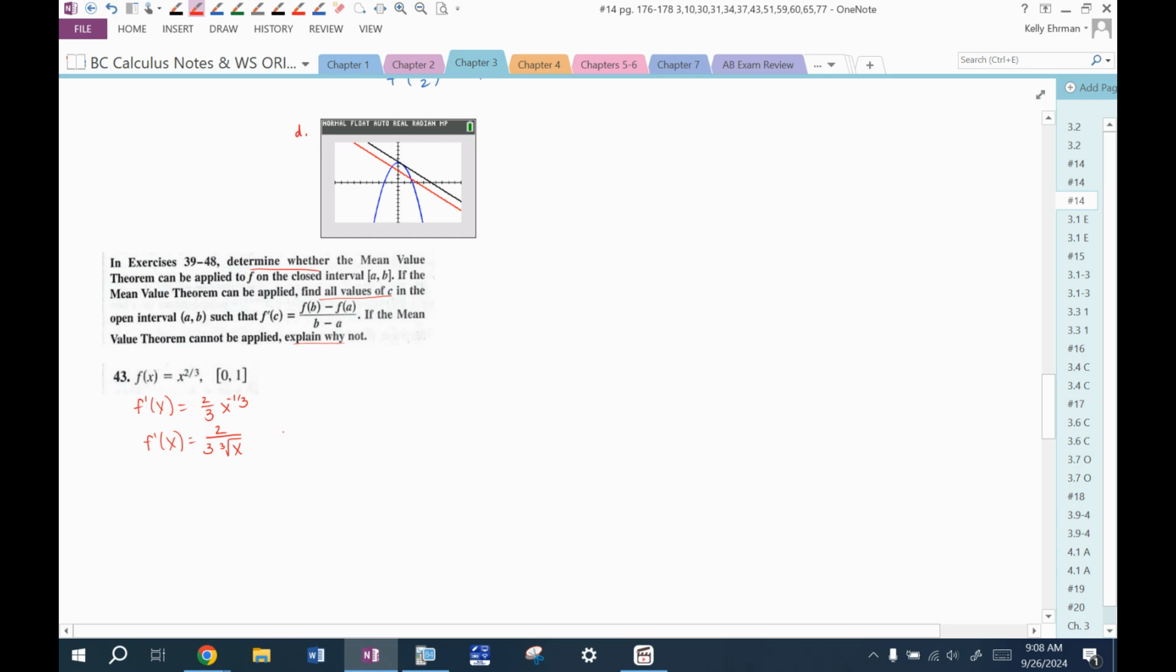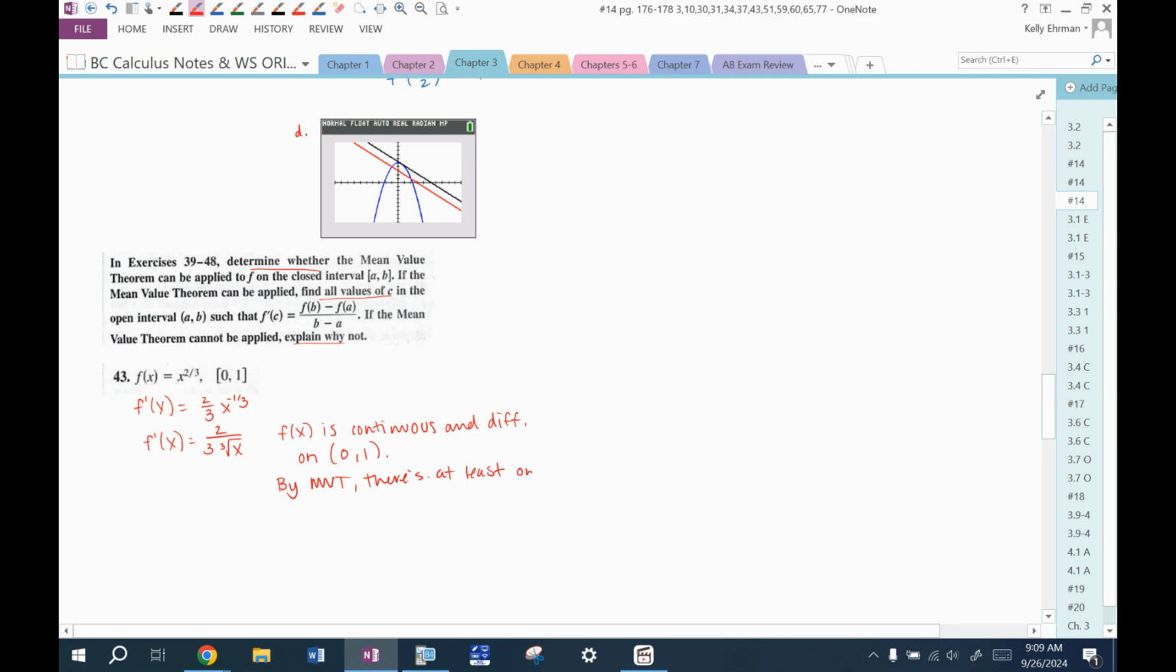So since this exists, I can say f of x is continuous because I can plug into x to the 2/3, and differentiable because I know that the f prime graph is continuous on the open interval 0 to 1. So by mean value theorem, this is annoying to write out, but the more you write it out, the more likely you are to get it right on the test.